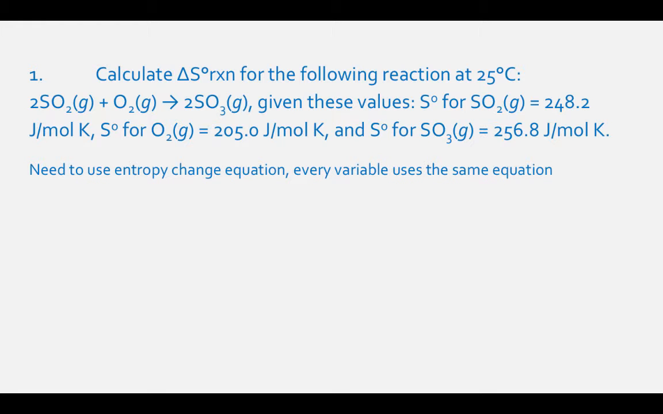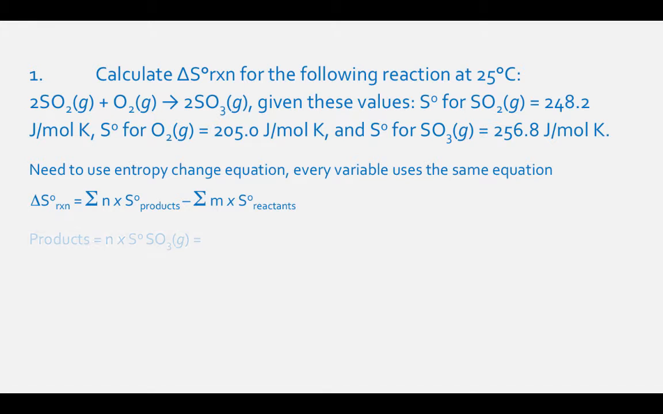The equation to solve this problem is the equation we introduced for solving entropy changes. Every thermodynamic variable, delta G, delta H, and delta S, has the exact same equation, but we will be concentrating on the delta S version. The standard delta S of the reaction equals the product of all the coefficients of the individual products times their standard entropies summed, minus the product of all the coefficients of the reactants times their standard entropies summed.